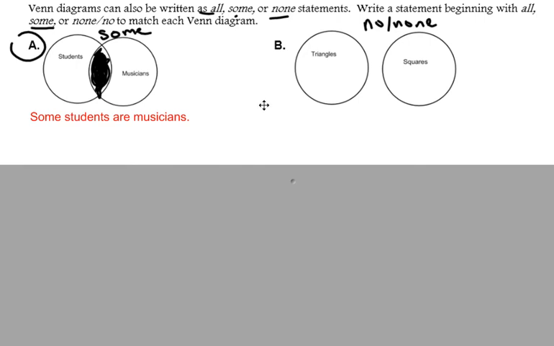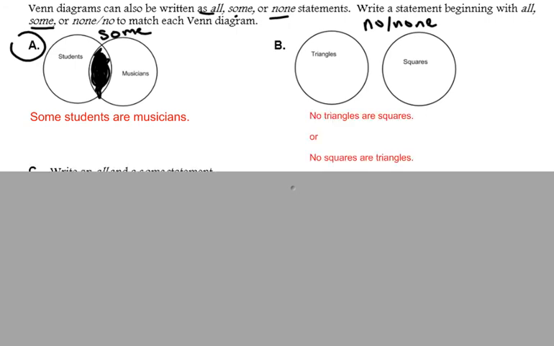For example B, the circles are not interlocked at all, so I'd like for you to write a no or a none statement about triangles and squares. Pause the video to see if you get something similar to what I did. Very simply, we could say that no triangles are squares, or you could have said no squares are triangles. The order doesn't matter.